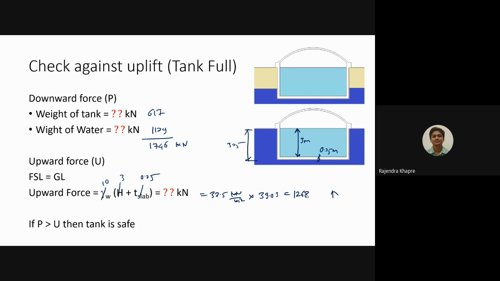ठीक है, so now you see the downward pressure is 1746, whereas your upward pressure is 1268. So this is safe, है ना, because the effective pressure is going towards the ground, right? So whenever there is a rainy season and the groundwater level is same as your ground level, but your tank is full, in that case, your structure is safe. Okay. Now let us see when tank is empty.